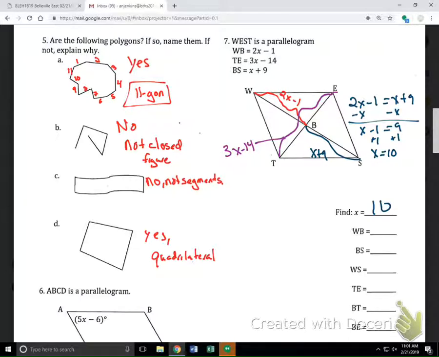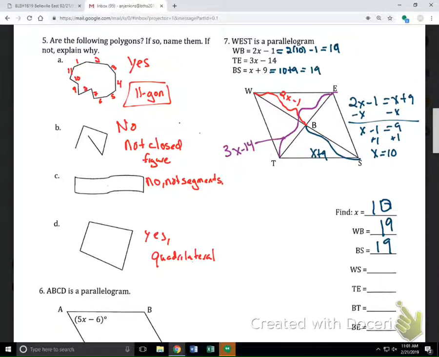So if we want to find WB, we know that is this formula up here: 2 times 10 minus 1, which equals 19. So we're going to go down here and put 19. Our next one is BS. So again, it's going to be 10 plus 9, which she just told us is 19. Nice job.